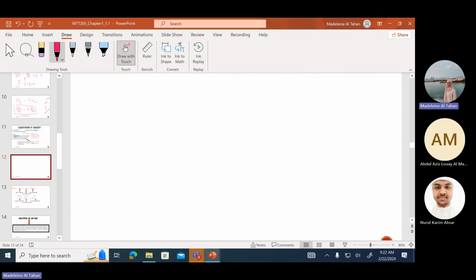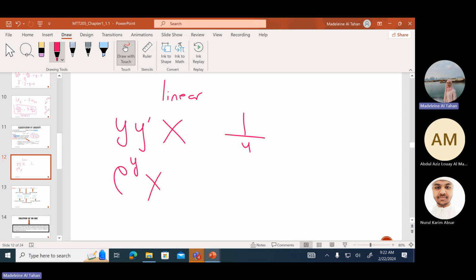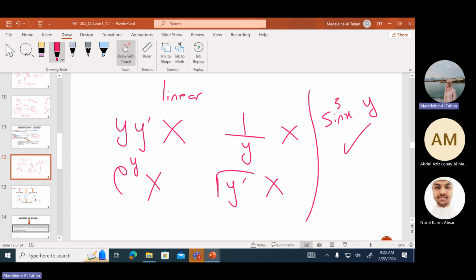So to be linear, can we have y times y prime? Let's say this one is not accepted. Can I have e power y? It's not accepted. Can we have 1 over y? Radical, let's say root of y prime or y. All of these are not accepted. But can I have, let's say, sine x cubed times y? This one I can have. Okay? Any questions?